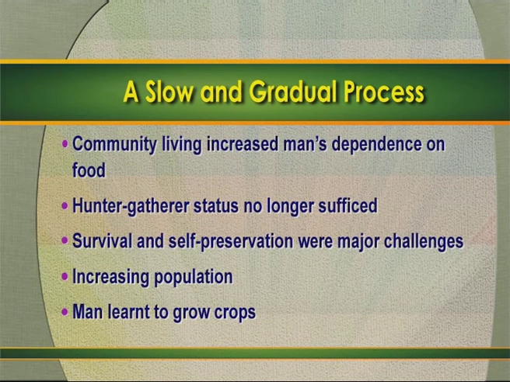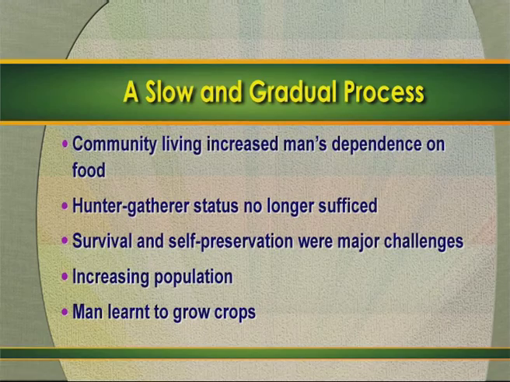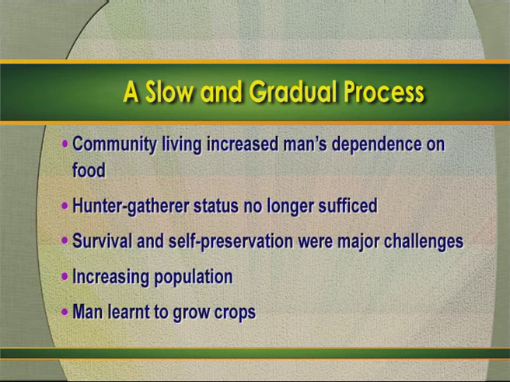Now, from these slides we can see that the evolution of agriculture was a slow and gradual process. The community living in prehistoric times increased man's dependence on food. By living in a community, with increasing population, the dependency on food increased. Then the hunting and gathering status was not sufficient to fulfill their requirements. At that time, survival and self-preservation was a major challenge. From this experience, people started cultivating crops. They started growing a variety of crops, and also improved their production.